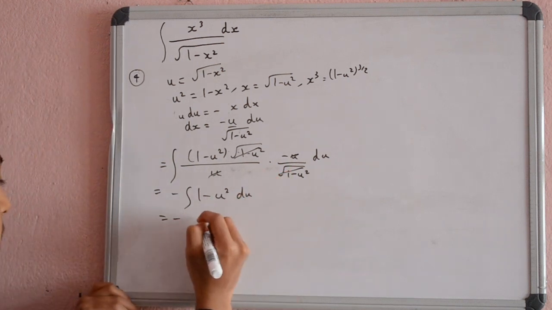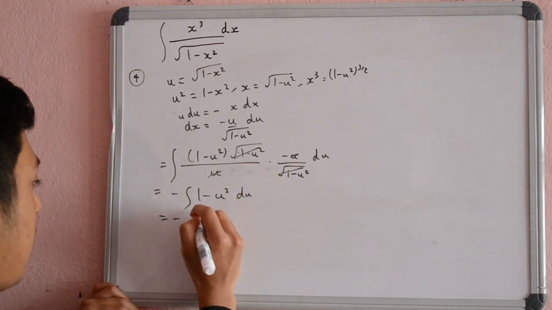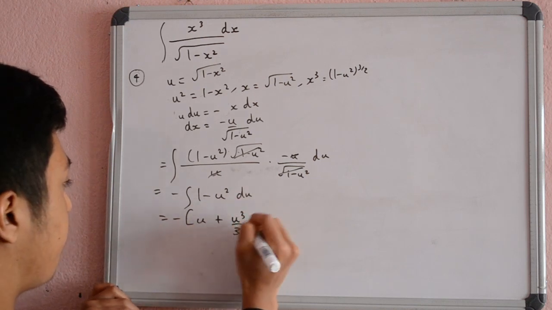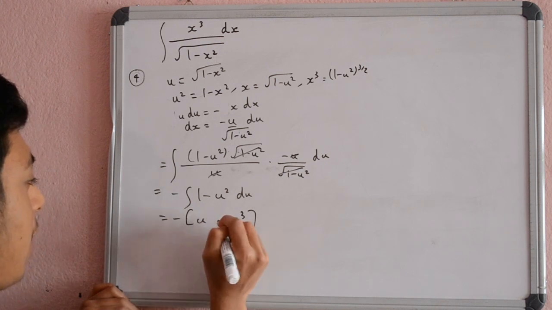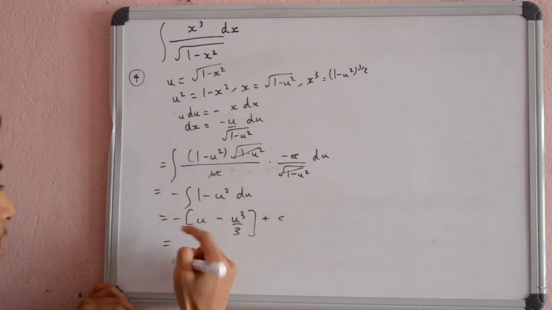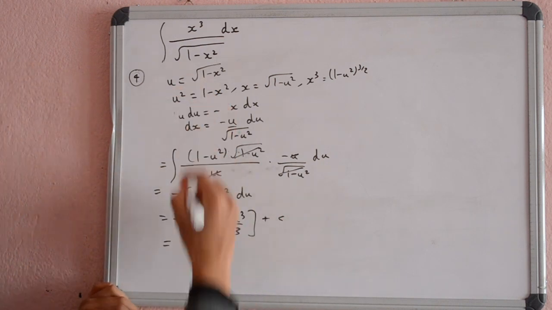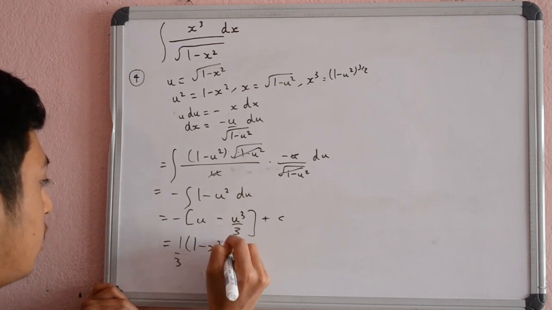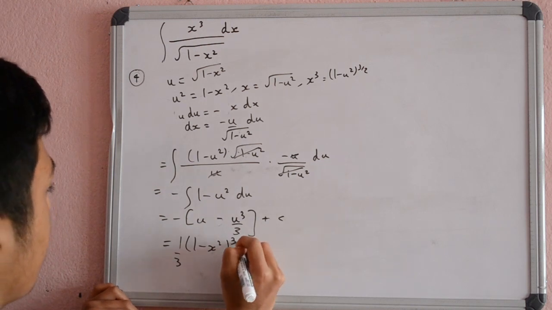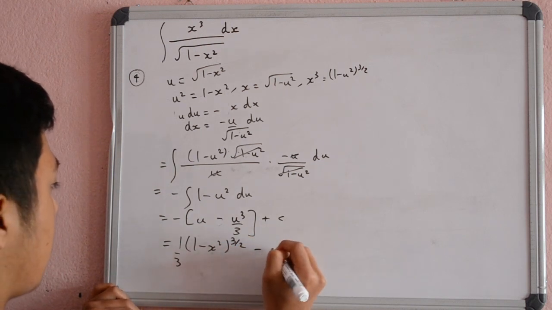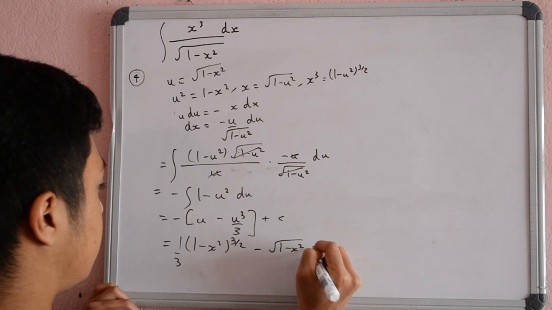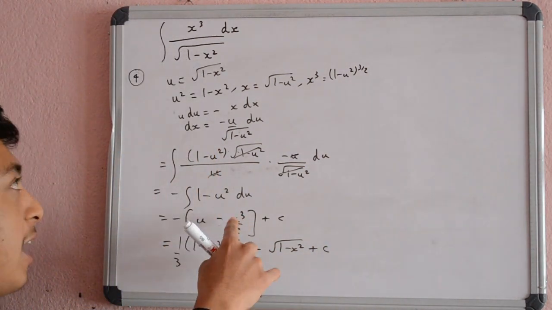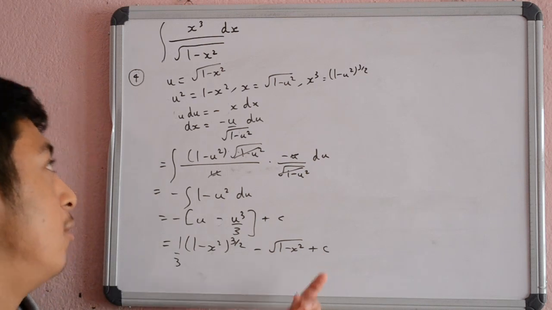And which is just going to be minus u plus, this is just u cubed by 3, or sorry, minus, and then just multiply the minuses out, substitute that in, you get 1 by 3 1 minus x square to the power 3 by 2 minus root 1 minus x square plus c, and that's just because we multiplied the minus and then substituted back in, and there we go.